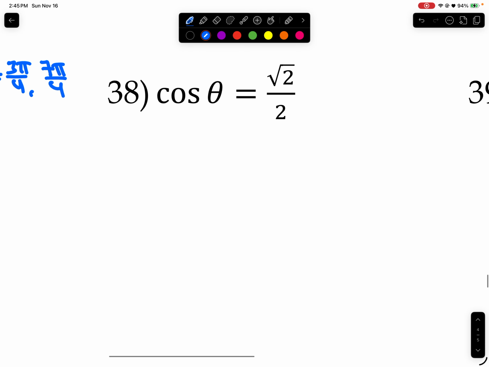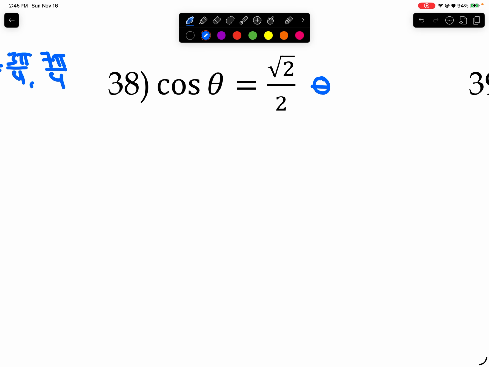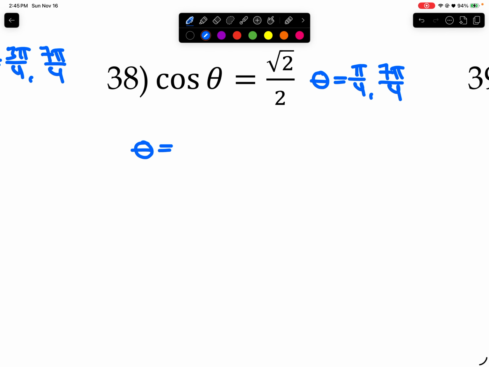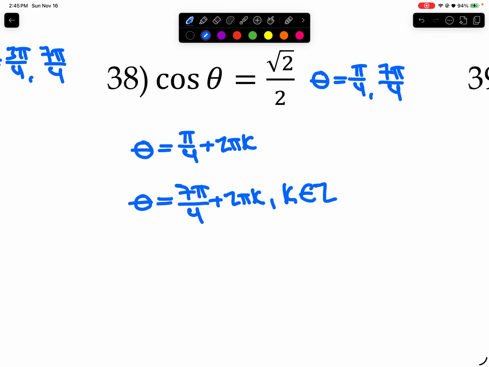All right, and then cosine theta equals root 2 over 2. So this is going to happen at pi over 4, but also 7 pi over 4. So ask yourself, are these across from each other? No. So that means we want two equations with 2 pi k. So that means we're going to have theta is equal to pi over 4 plus 2 pi k for all of its coterminals, and then 7 pi over 4 plus 2 pi k. And k is an element of the integers. So you only have to write the k is an element of the integers once per equation set.